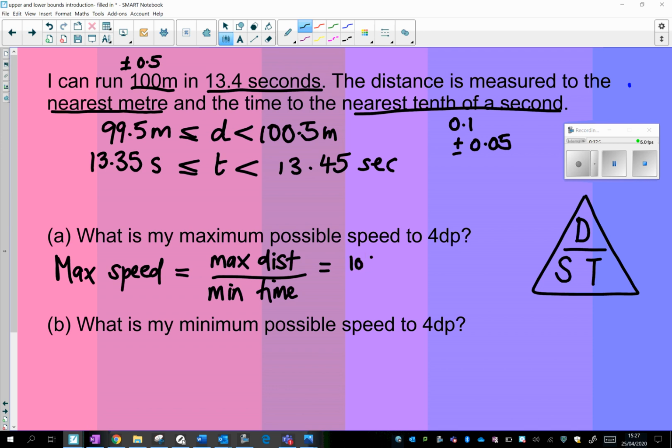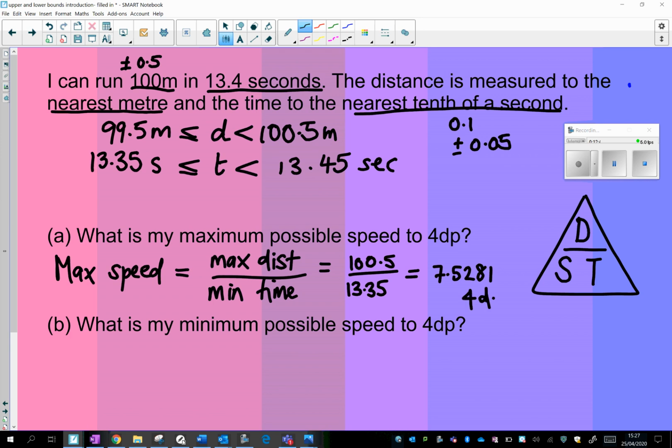So you're going to do the biggest possible distance divided by the smallest possible time. Well, that's the 13.35. And if you work that out, it comes out as 7.528. I'm going to round it to 4 decimal places because I can't fit it in.